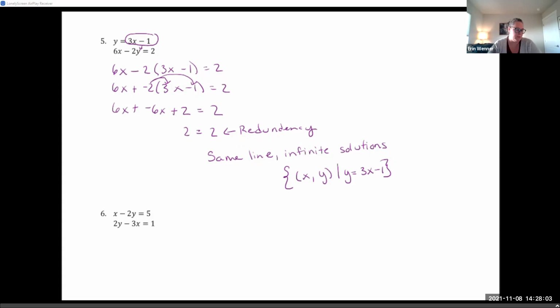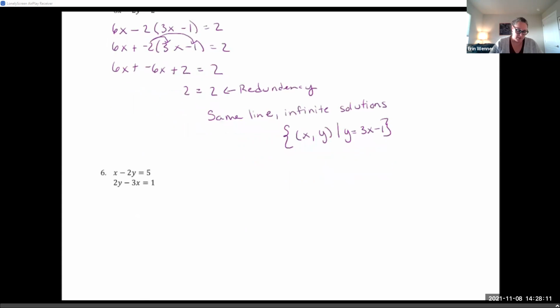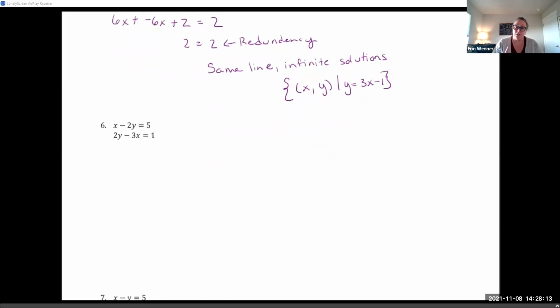So, questions about number 5 before I move forward? Okay. All right, I'm going to let you do number 6 on your own. I'm going to tell you, you will get a single point as your solution, meaning you will get a number for X, you will get a number for Y. So I want you to go ahead and solve that one on your own. Send me your solution as an ordered pair.